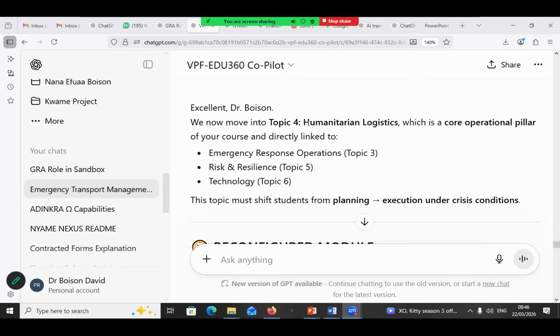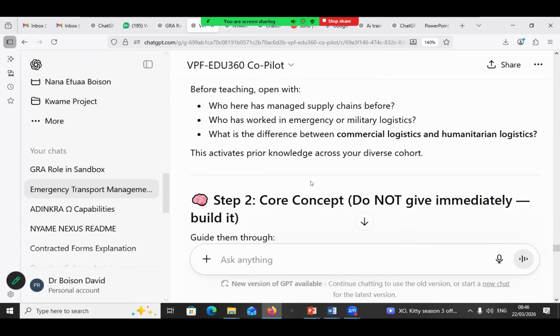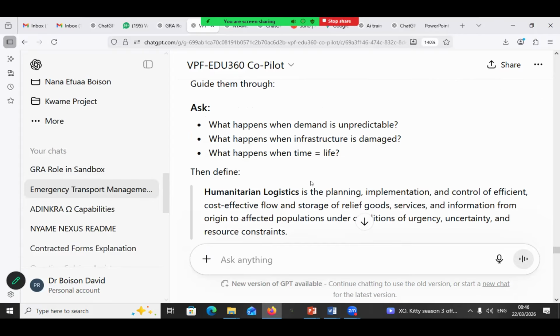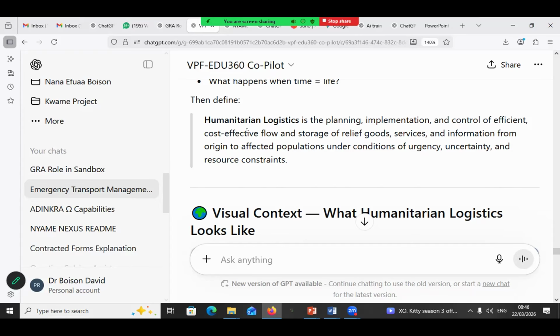And when we deal with humanitarian logistics, then you are dealing with four operational pillars like emergency response operation, risk and resilience, and technology. So in terms of the definition of humanitarian logistics, you see here that it is defined as the planning, implementation, and control of efficient, cost-effective flow and storage of relief goods, services, and information from the origins to the affected population under conditions of emergency, uncertainty, and resource constraints.